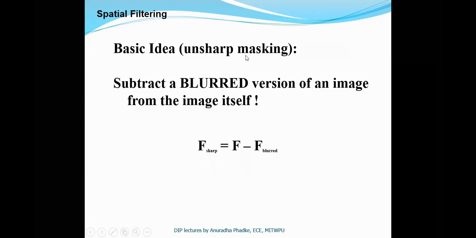known as unsharp masking. Okay, so basically we are subtracting the unsharp of the image. The blurred version is nothing but the unsharp of the original image. We are subtracting that version from the original image to get the sharpened image. This is known as unsharp masking.